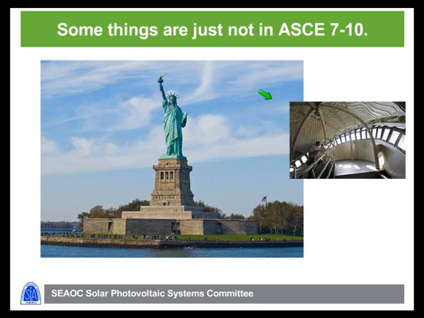And that's not unique to solar. There are a lot of structures that are not in ASCE 7-10. Here's an example. If you were going to design the windows and the viewing platform at the top of the Statue of Liberty, where would you get wind loads on those windows? There's nothing that's clearly intended for that.